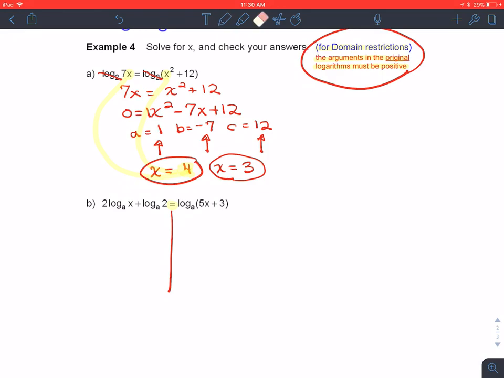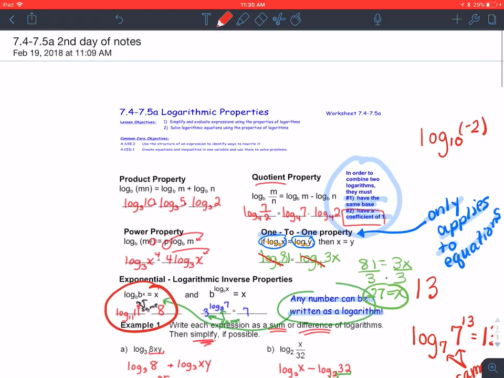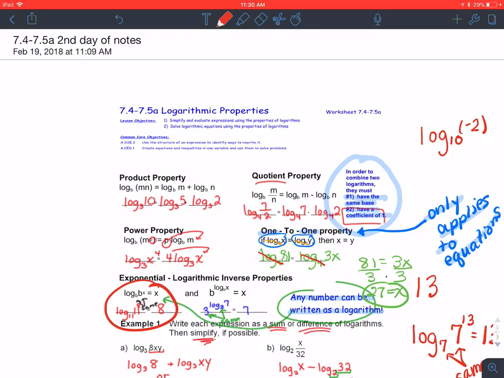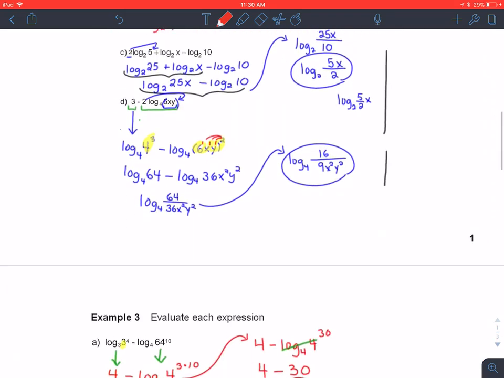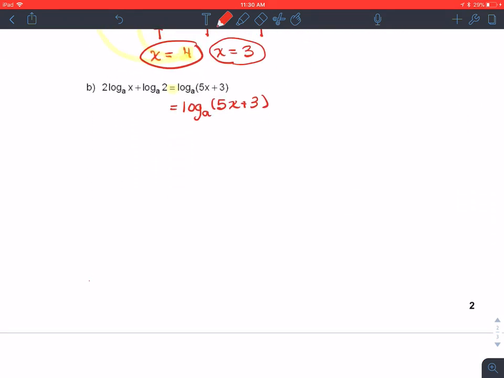Now, the right side of the equation, we already have one logarithm there. So we don't need to do anything to the right side of the equation. However, on the left side of the equation, you can see there are two logarithms. So we learned yesterday how to take two logarithms and combine them together into a single logarithm. Now, according to the front of the notes page here, I'm just going to flip back real quick. In order to combine two logs together, they A, have to have the same base, and B, they have to have a lead coefficient of 1.